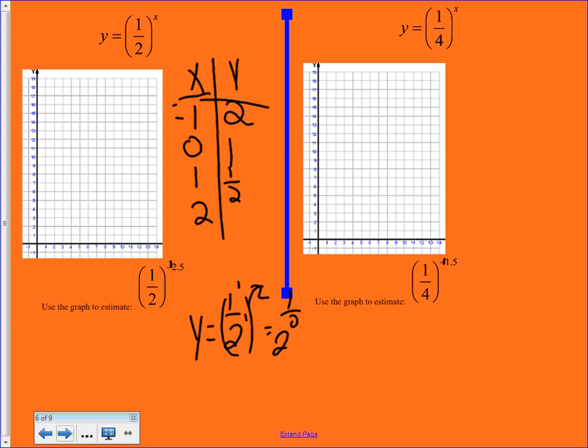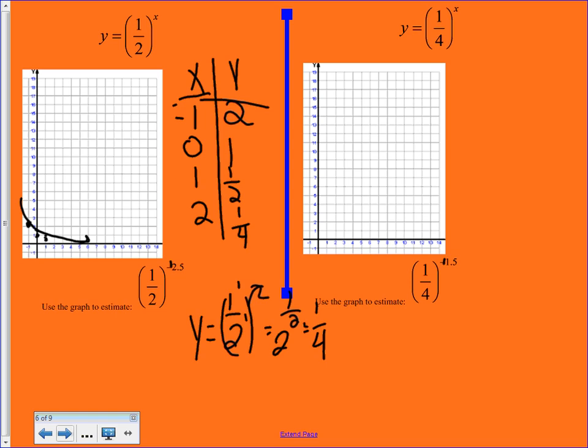So then you end up getting 1/2 squared, which is 1/4. So let's go ahead and plot these points. We're doing -1, and then we're going up 2. Or sorry, at 0 we're at 1, and then at 1 we're at 1/2. And then at 2 we're getting even smaller because we're down to 1/4.